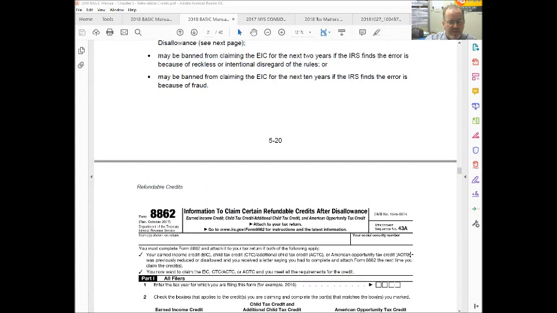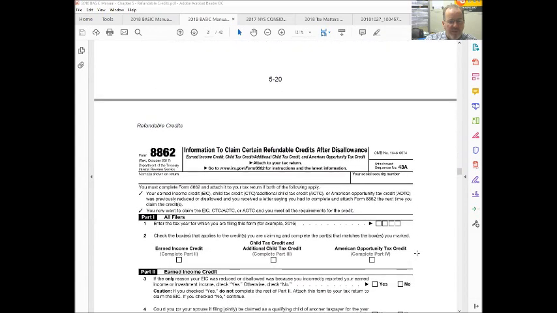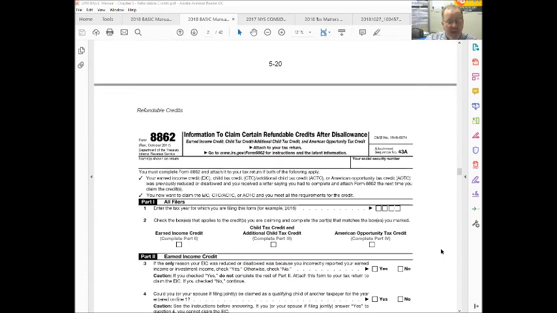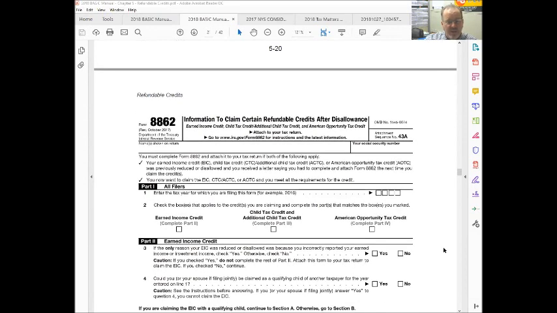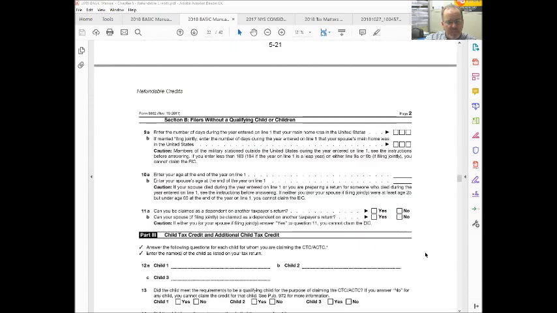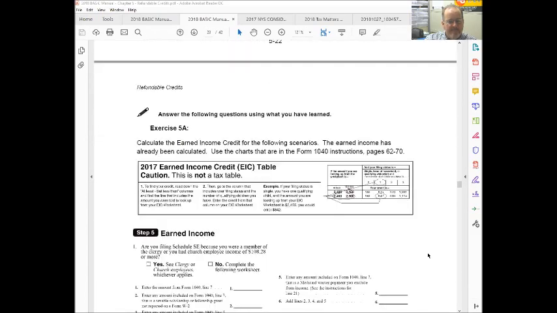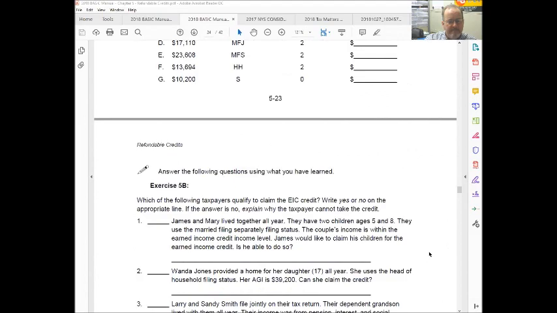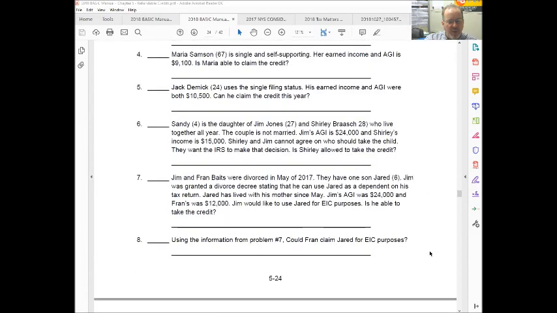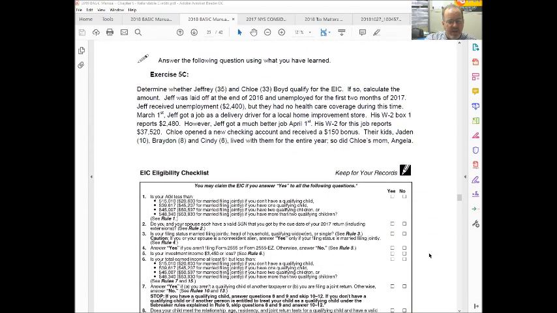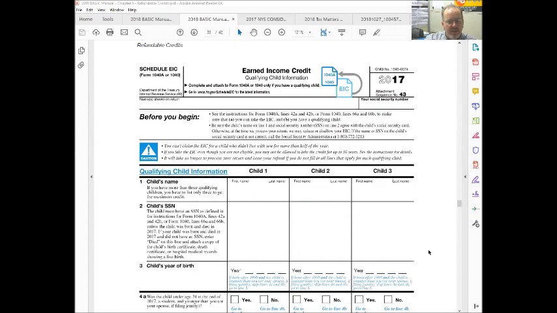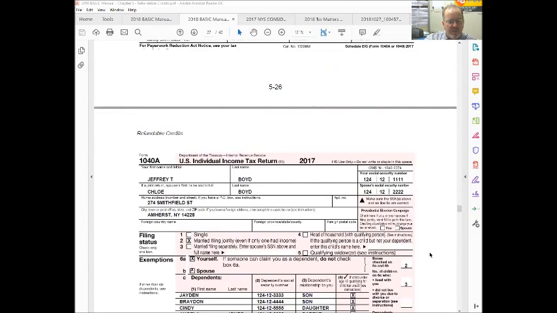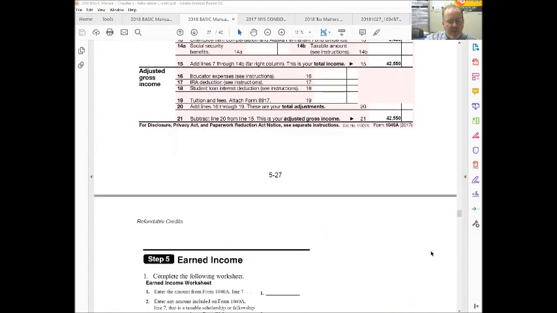All right. There is a way to get refundable credits back after you've had them disallowed. So that's what this one is. Again, these refundable credits, we've talked about the earned income. We're going to talk about the additional child and the American Opportunity Credit. Some exercises where you'll go through and take a look at the EIC and calculating it and doing the forms. Again, we'll see this more so in the computer when we have it in there.